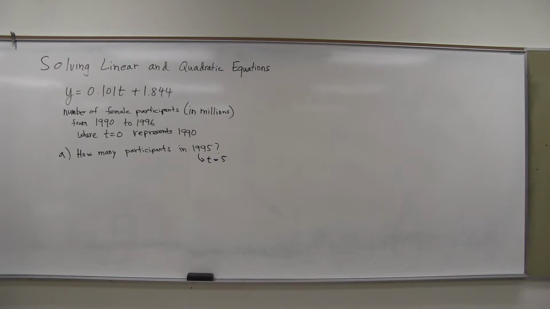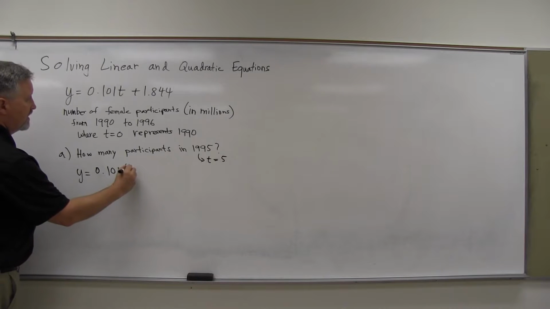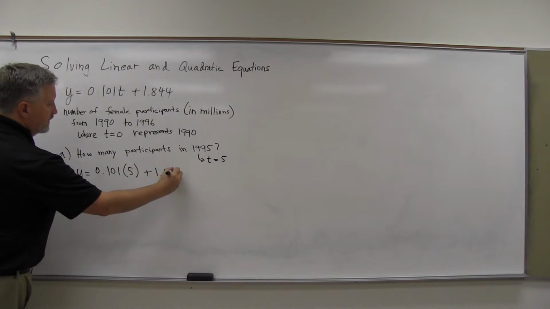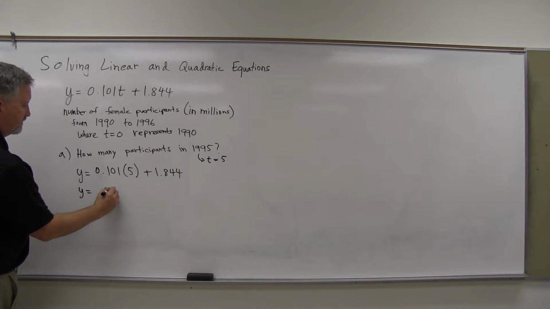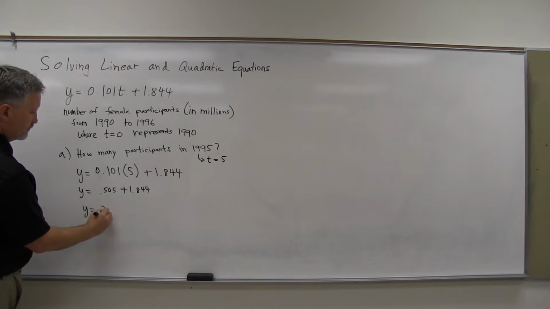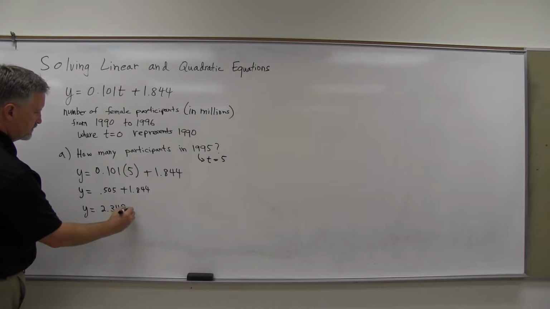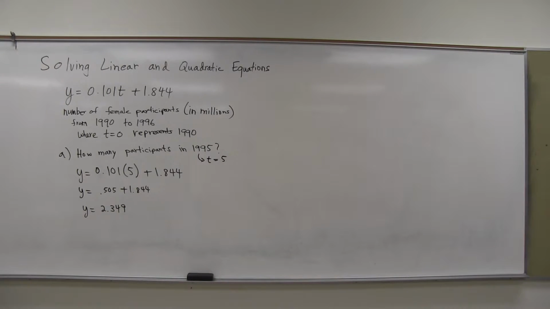And so to get the answer here, I'm going to plug in t to be 5, so y equals 0.101 times 5 plus 1.844, right? The t is times the 0.101. So this one's just a substitution. Just substitute t to be 5. That's 0.505 plus 1.844. So that's going to mean y equals 2.349. I believe so. Checking on that.